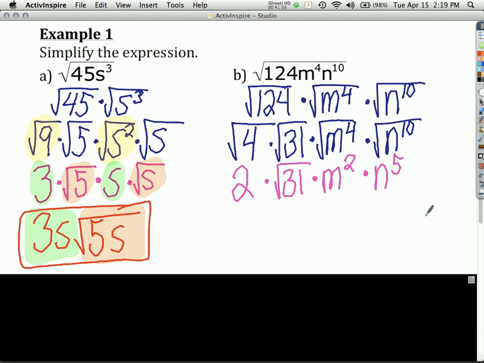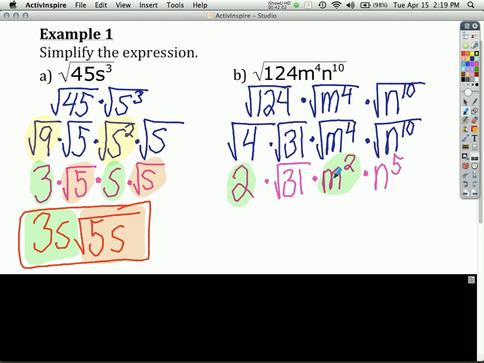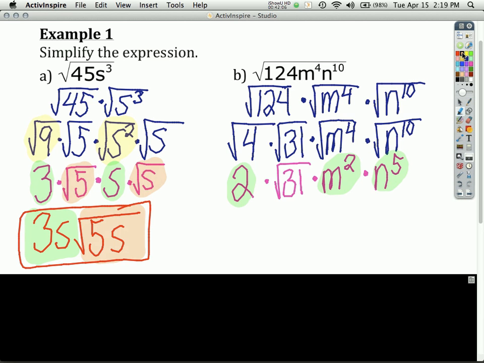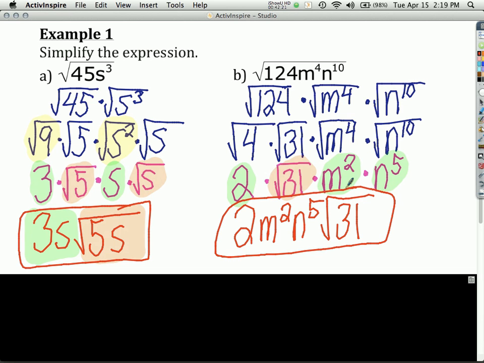And now, just as I said before, anything outside the radical is going to jump to the front of the line. 2 is going to jump to the front. M squared. N to the 5th is going to jump to the front. Anything inside the radical goes to the back of the line. So, here's what we end up with. 2 m squared n to the 5th radical 31. And that is simplified. Does anyone have any comments, questions, concerns?